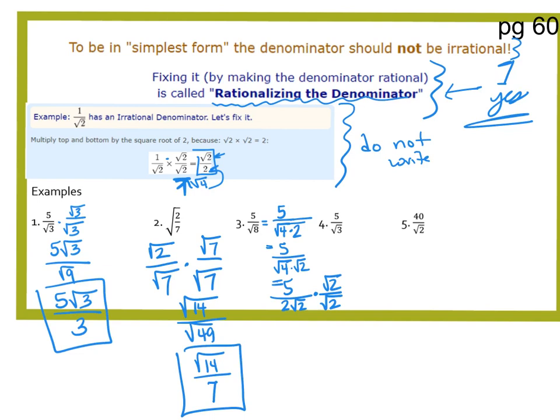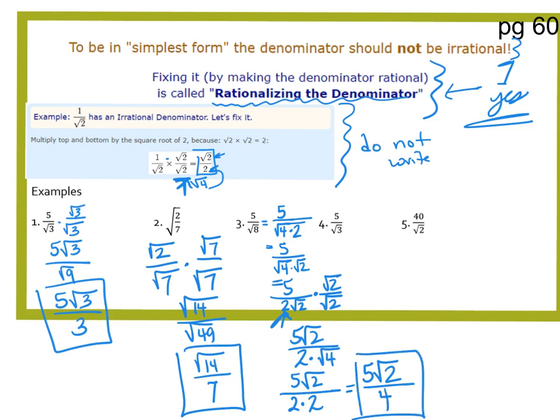5 times the square root of 2 is 5 square roots of 2. Bring down that 2 that's on the outside, this one right here. And then square root of 2 times square root of 2 is the square root of 4. 5 times the square root of 2 over 2 times 2, because the square root of 4 is 2. And final step, and I know it took me a lot of steps to get there: 5 times the square root of 2 over 4. That's the answer to number 3.